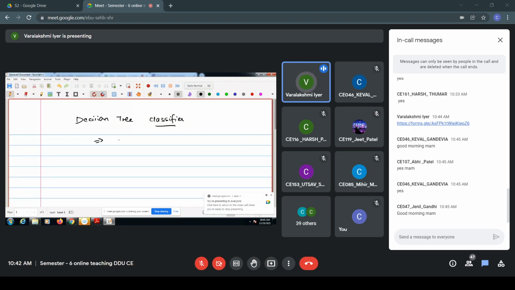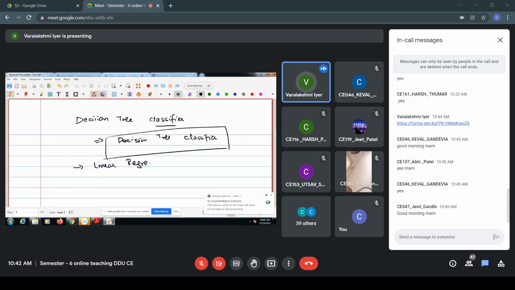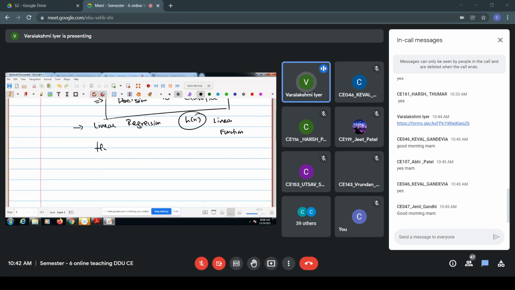So in the previous lecture we started our discussion on decision tree classifier, and we discussed that it is similar to linear regression. In linear regression, our hypothesis space h of x was of linear form, a linear function that we were trying to fit on our data. Similar to that, in decision tree classifier, the hypothesis, the learning algorithm that we have, is a decision tree.